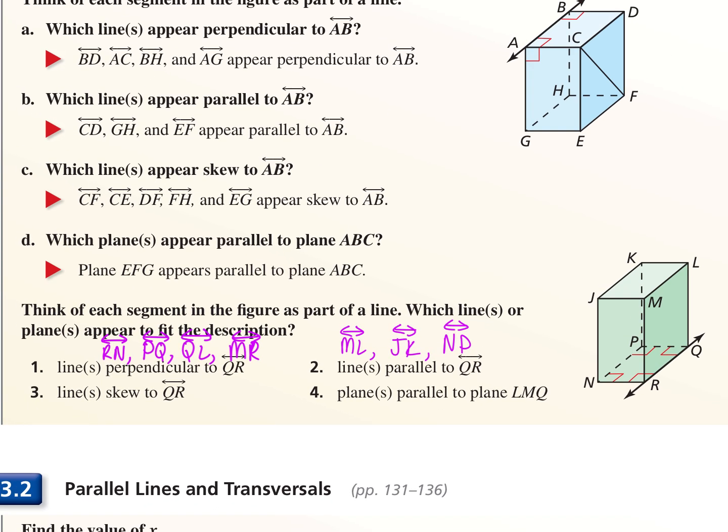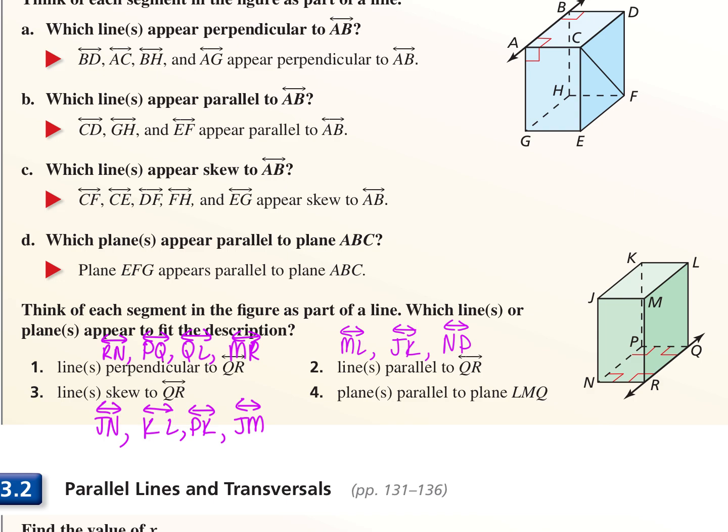All right, looking at the next one, lines or line skew to QR. There are 4 for this one. So 1, we have JN. Remember, just a refresher, skew means not on the same plane, not parallel, and non-intersecting. Okay, it has to have all 3 of those things to be skew. So JN, we have KL, PK, and JM.